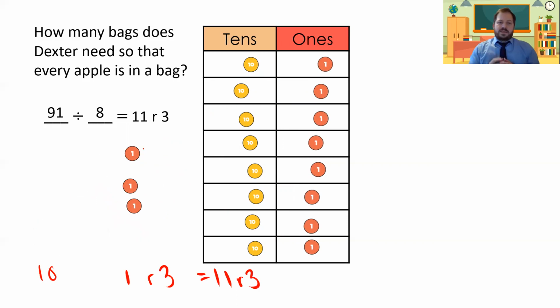And it says, how many bags does he need so that every apple is in a bag? Well, the problem is if we say 11 bags, which would be in essence, this is the first bag, second bag, third, fourth. No, then 11 bags because there's 8 in each. So it works slightly differently. We then have 3 left over, 3 that wouldn't be in a bag. Now that can't be fair. So we actually need another bag for those 3 to go in, which is why we have to say 12 bags. That remainder still needs to be placed somewhere.